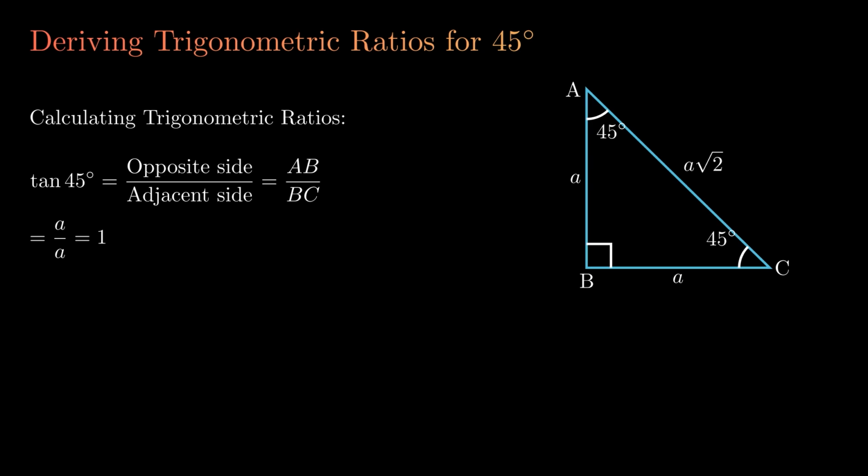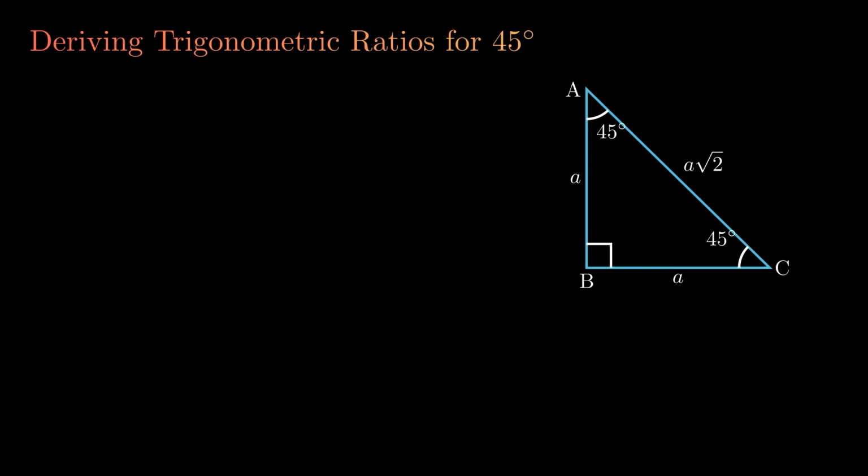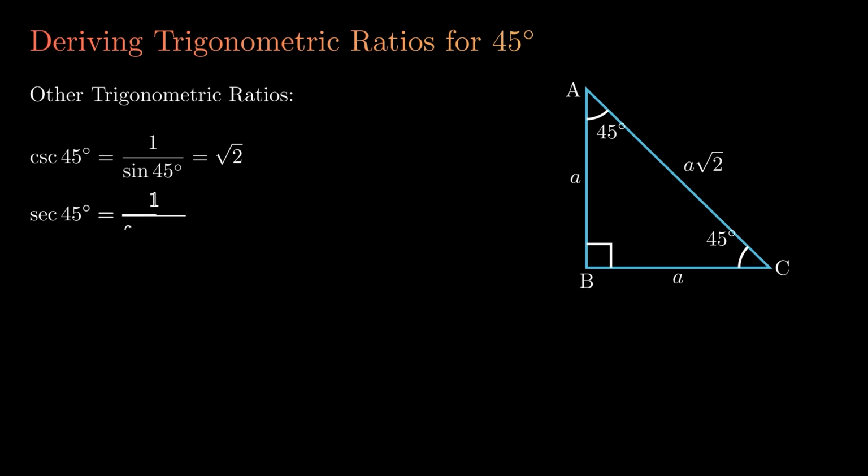Now that we have derived the value of sine 45, cos 45 and tan 45, let's move on to other trigonometric ratios, which will be easy because these are just reciprocals. So let's start with the cosecant of angle 45 degrees, which is 1 over sine 45. Then we have an answer as square root of 2. Similarly, secant of 45 degree is the reciprocal of cos of 45 degree, which is again equal to square root of 2. So cotangent of angle 45 degree is equal to 1 divided by tan 45 degree, which is 1 again.